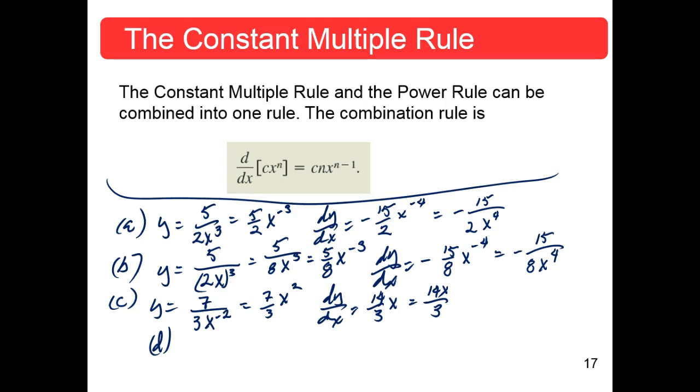Let's try D. D would be y is equal to 7 over, they like 7s, don't they? Okay, over 3x to the minus 2. I see what they're doing, I think. Now, what in the world would that be?